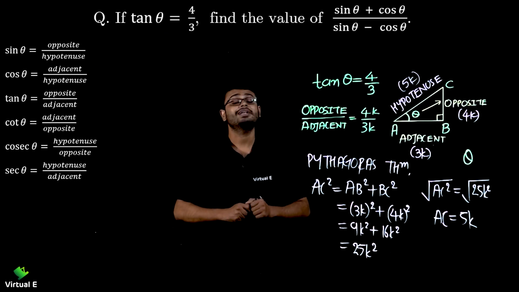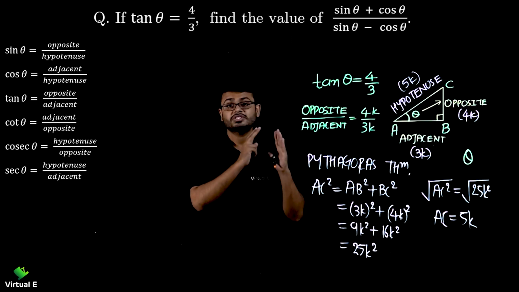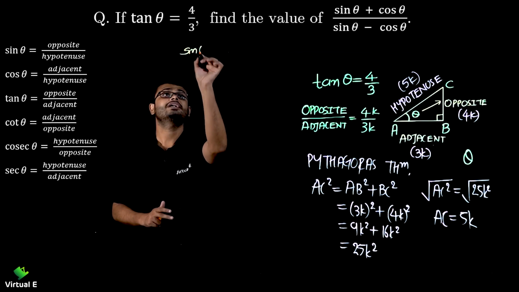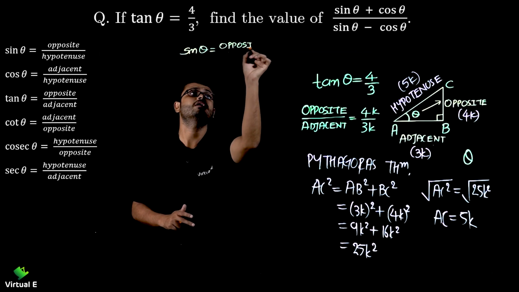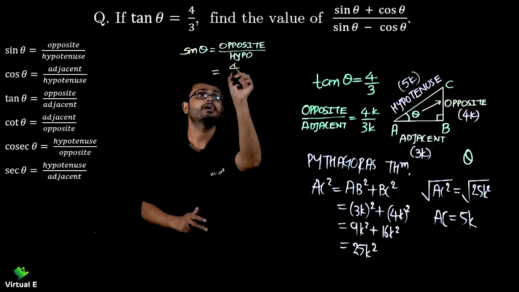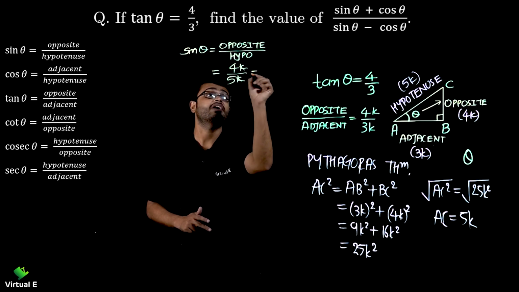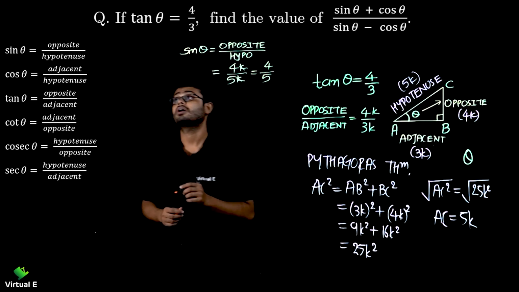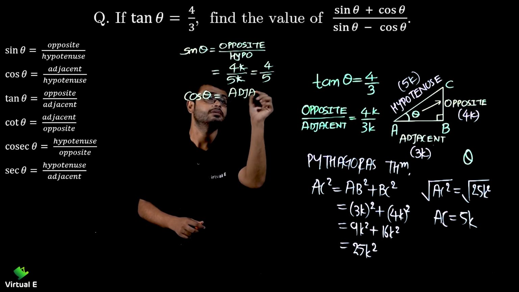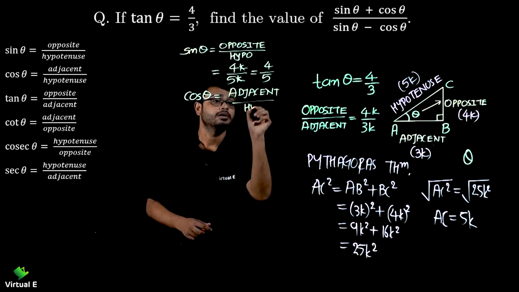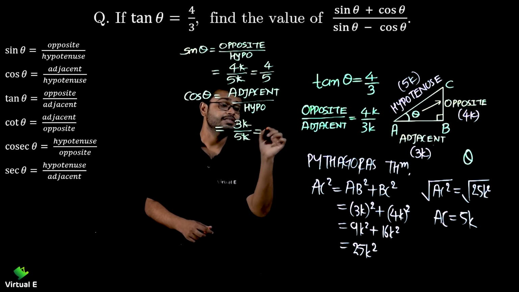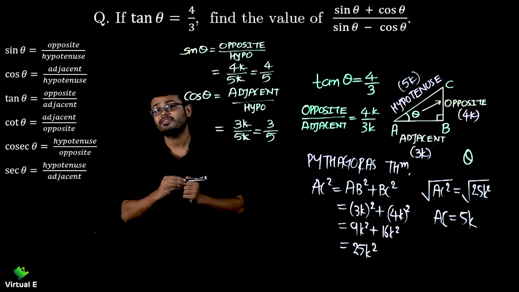Now what we need to get is sine theta and cos theta. Then we are going to get the value. Our sum is not done when we get the values of sine theta and cos theta. Remember that. So let's get the value of sine theta. Sine theta is equal to opposite over hypotenuse. Opposite is 4k, hypotenuse is 5k. So what's the final answer? 4/5. Now let's do the calculation for cos theta. Cos theta is equal to adjacent over hypotenuse. Adjacent is 3k, hypotenuse is 5k. k gets cancelled, so 3/5 is my answer.